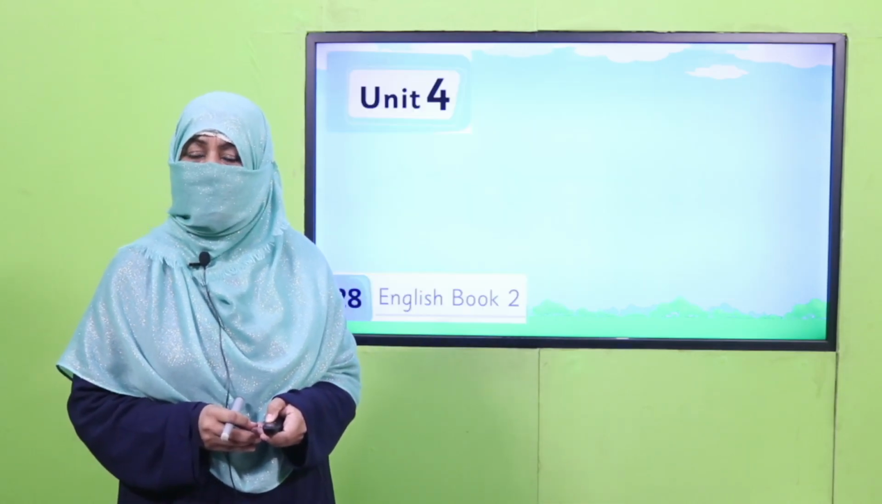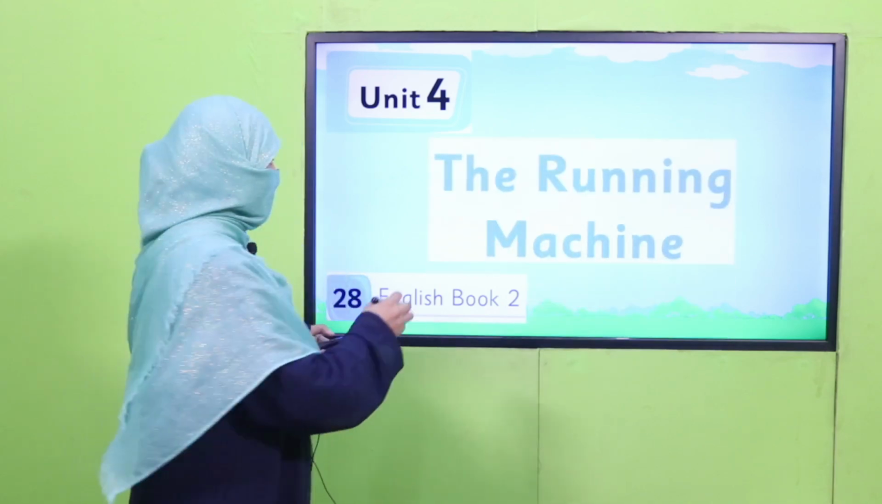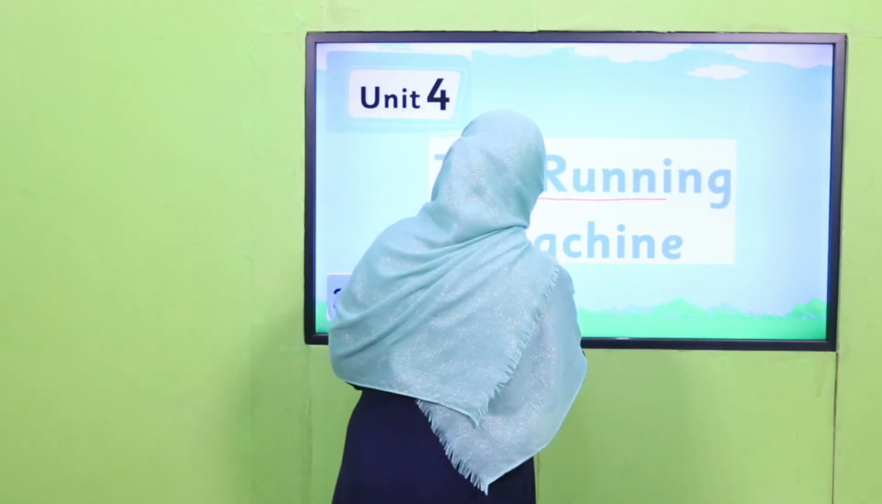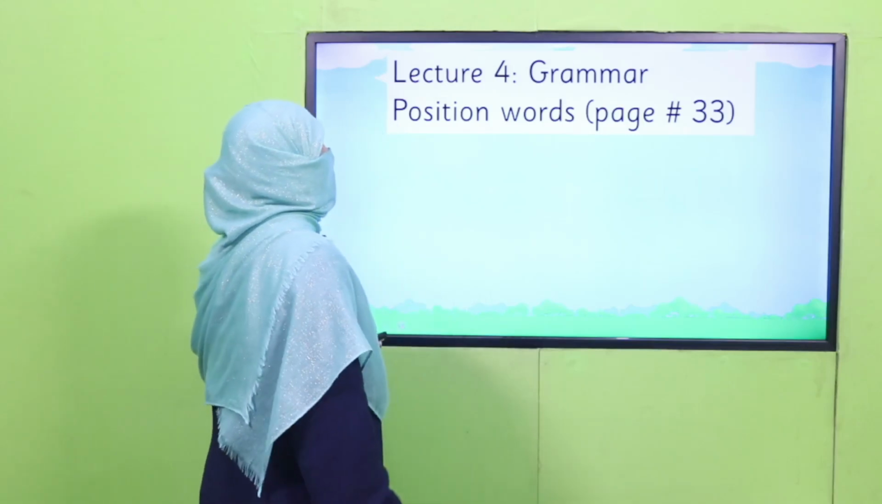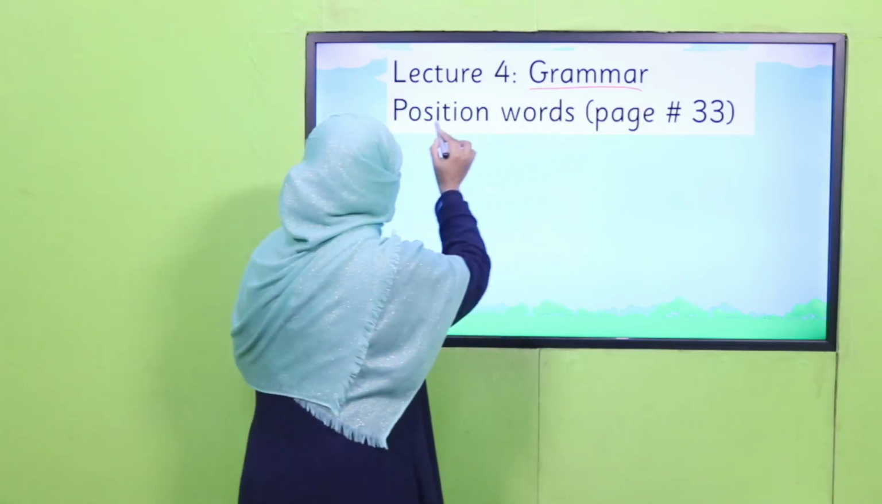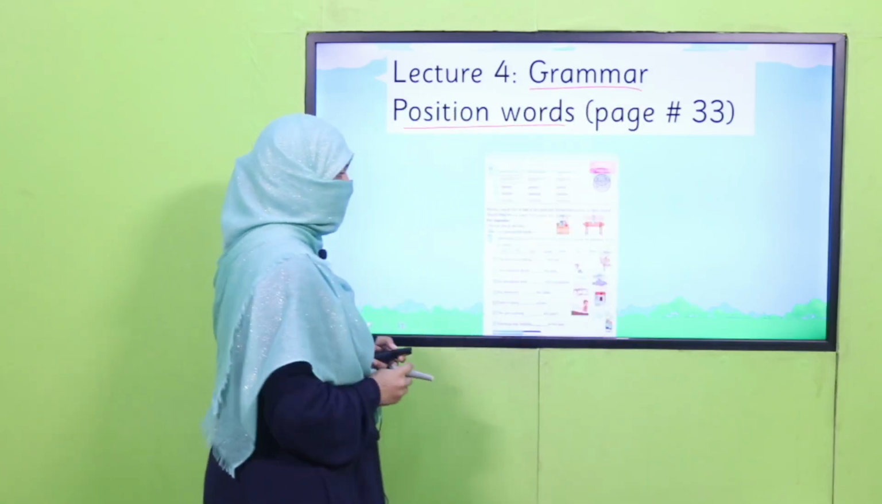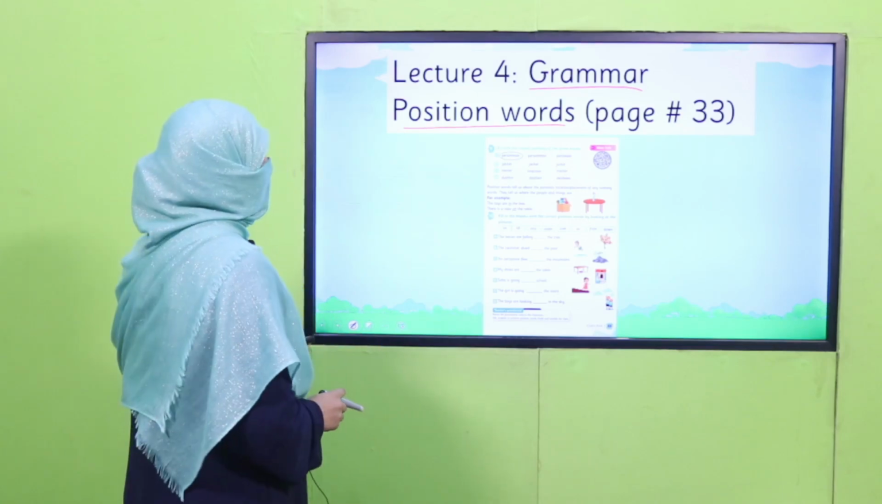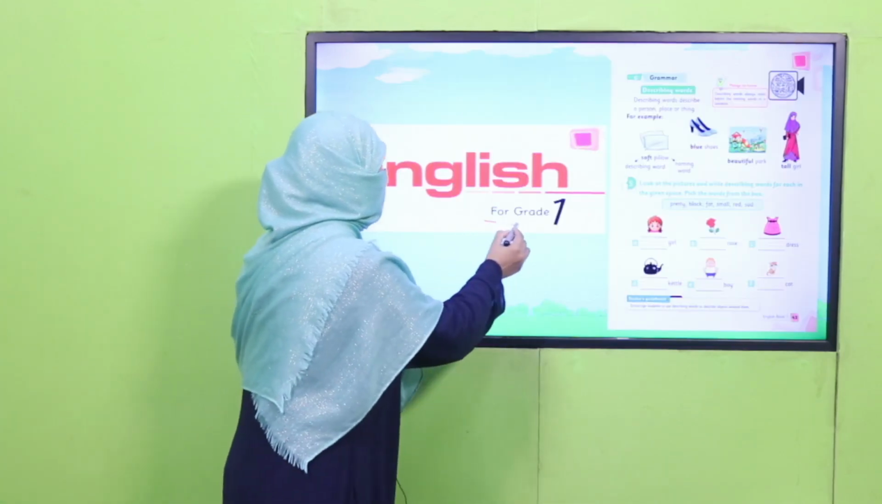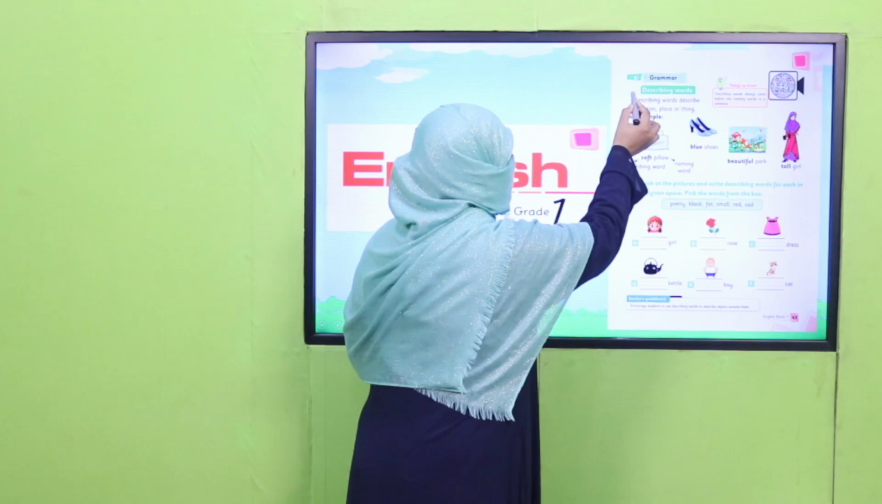We are learning Unit 4. Its title is The Running Machine. Today is lecture 4. Under the title of grammar, we learn about position words and we'll cover page number 33 of your book. Previously in grade 1, we have learned about describing words.